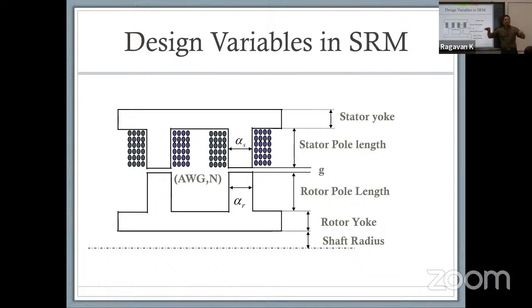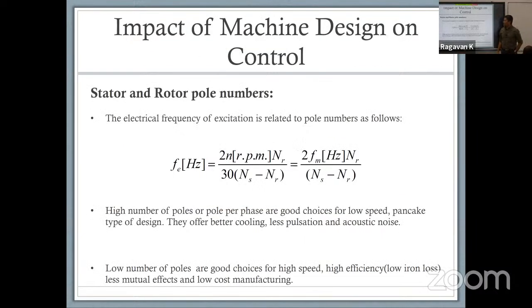This is a cut and rolled design for the switch reluctance machine. In terms of the number of stator and rotor poles, the electrical frequency of excitation is directly related to how many poles you have on the stator and how many poles you have on the rotor. If that number is higher, in that case, your electrical frequency is going to be lower. So if that difference is high, your electrical frequency is going to be low. So you have to decide what you want.